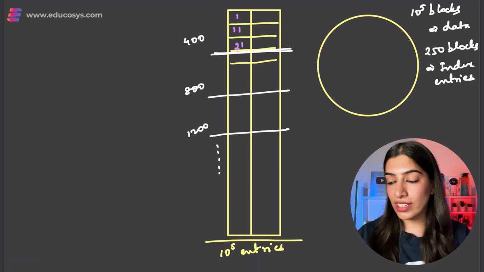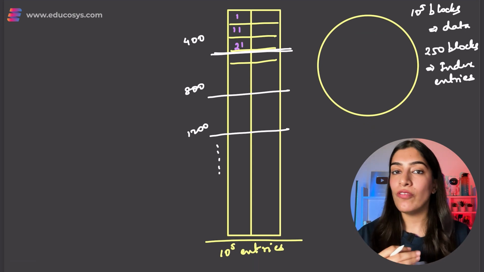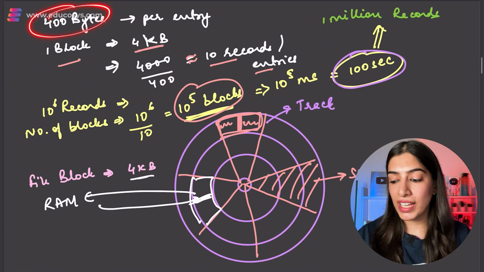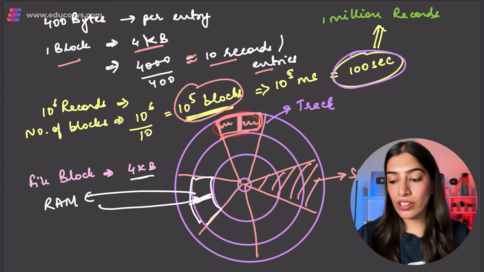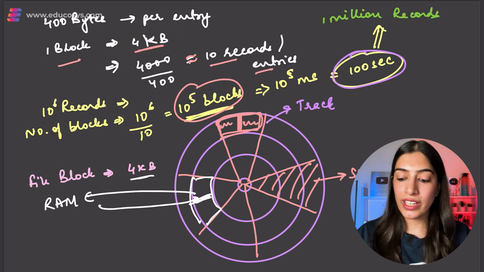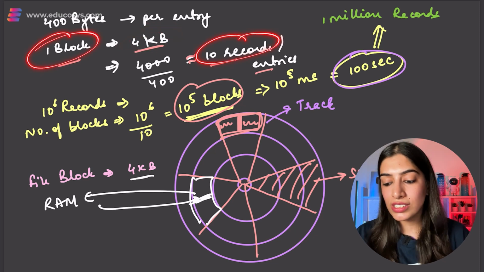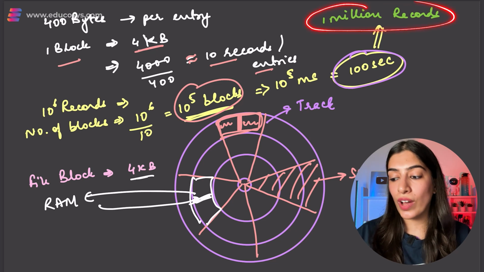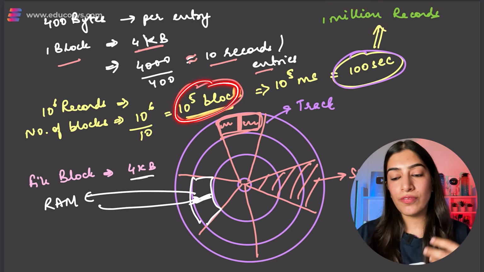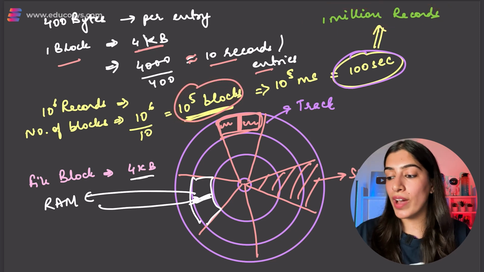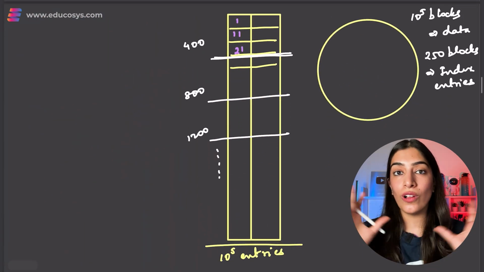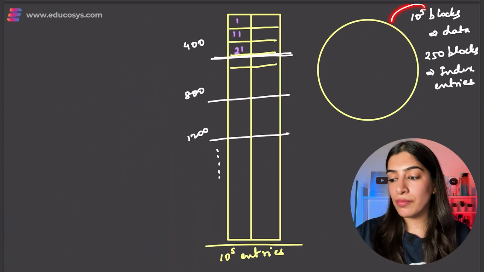Okay, so let's quickly summarize. First, we saw that we have 1 million records. We said that every record is roughly taking 400 bytes, and because every file block can store 4 KB, one block is going to store 10 records. That means the number of blocks we are going to require to store 1 million records is going to be 10 power 5 blocks, which is going to take us 100 seconds. So how many blocks are used to store all the 1 million records? That is 10 power 5 blocks.